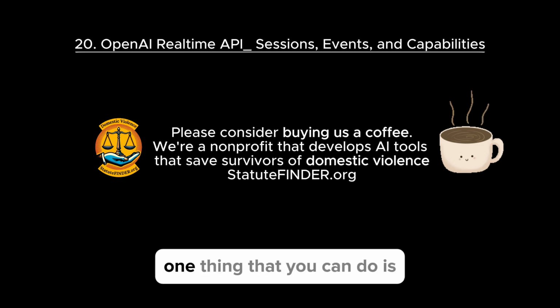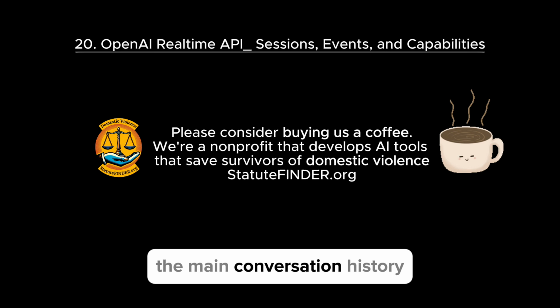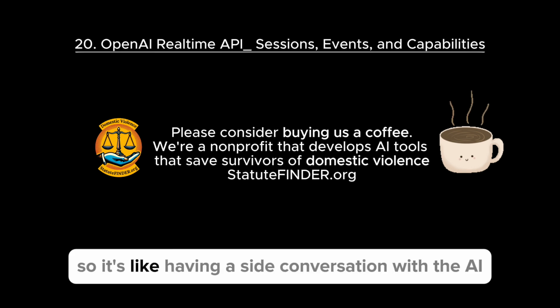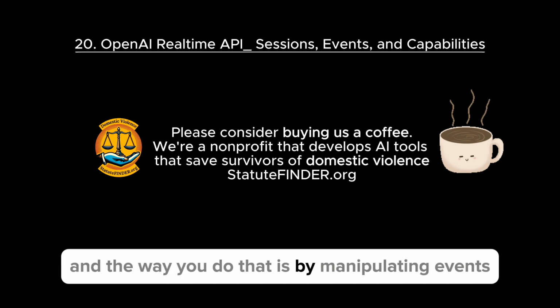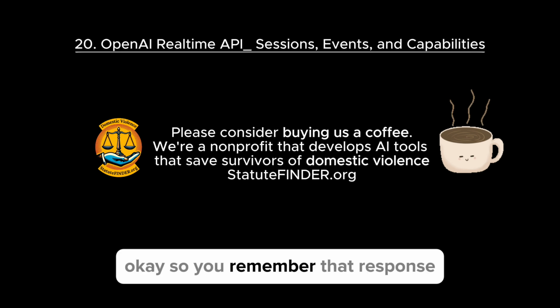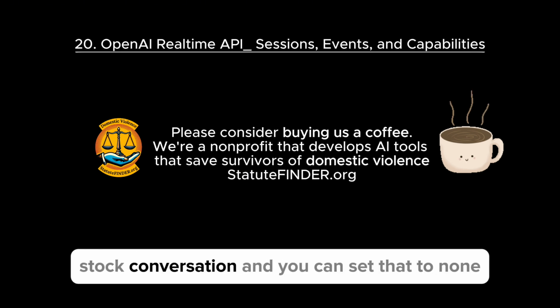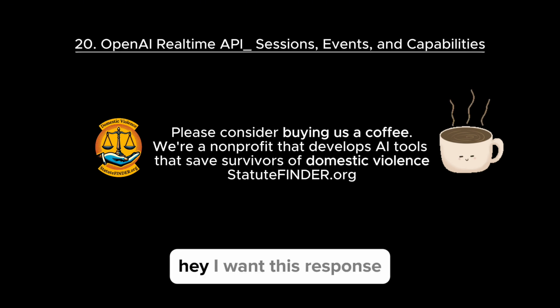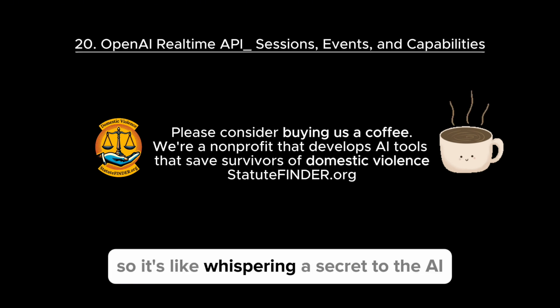Okay. So one thing that you can do is you can actually tell the model to generate responses that don't become part of the main conversation history. Oh, that's interesting. So it's like having a side conversation with the AI without cluttering up the main chat log. Exactly. And the way you do that is by manipulating events. You remember that response.create event we talked about? Yeah. There's a field in there called response.conversation, and you can set that to none. Great. And that tells the API, hey, I want this response, but I don't want it added to the transcript. So it's like whispering a secret to the AI.